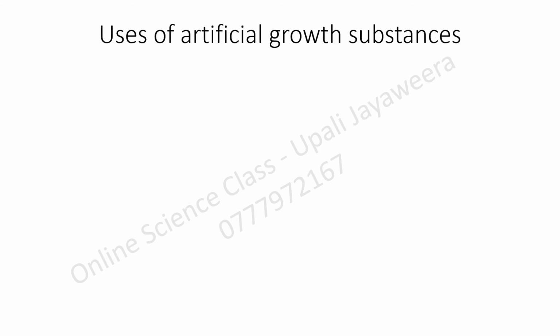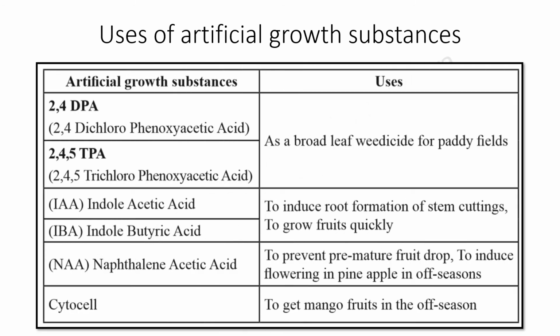What are the uses of artificial growth substances? 2,4-D, 2,4-dichlorophenoxyacetic acid, and 2,4,5-T, 2,4,5-trichlorophenoxyacetic acid, are used as broadleaf weedicides for paddy fields.